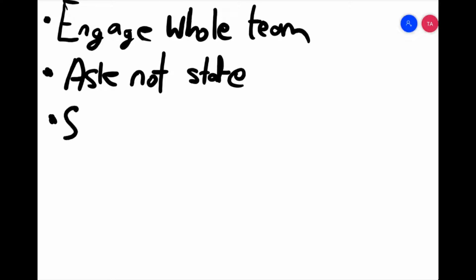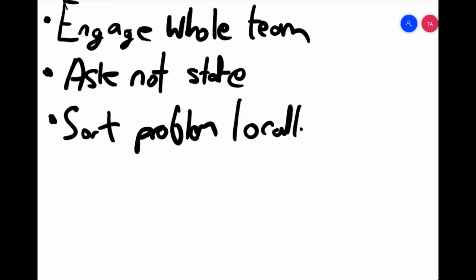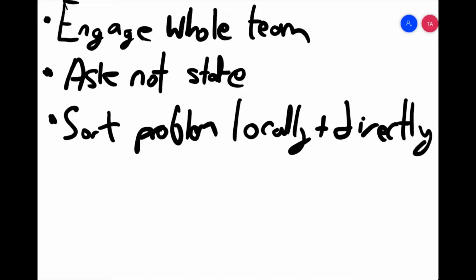Next, you should try to sort the problem locally and directly first before getting it up to higher authority. This is because if you try to sort it out locally, the person is more likely to listen and is more likely to respect you. But if you tell the higher authority, they are more likely to disrespect that because they won't be happy.